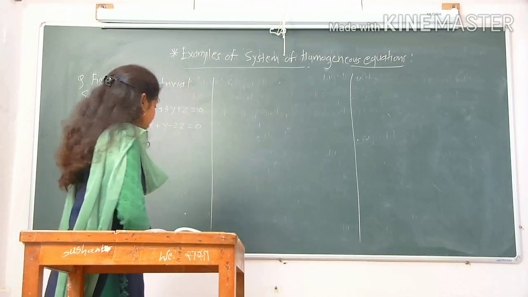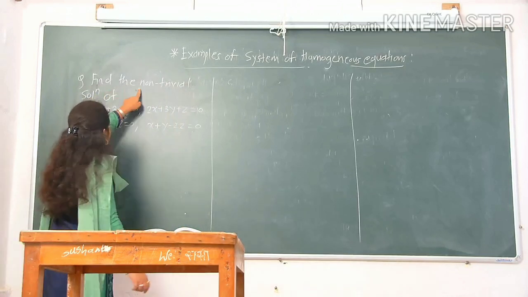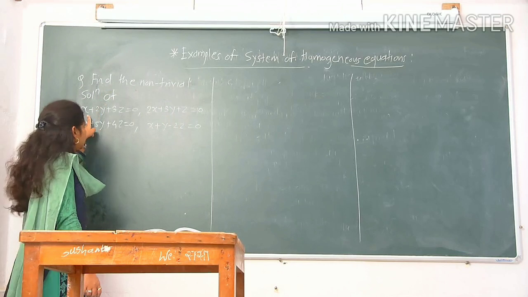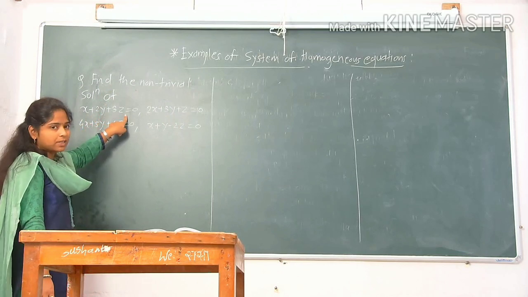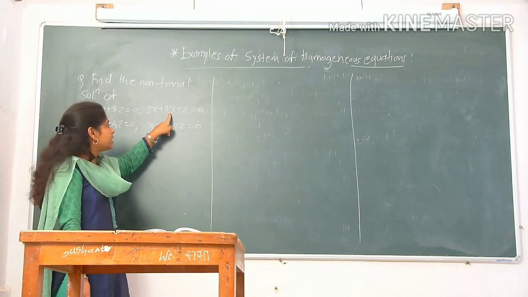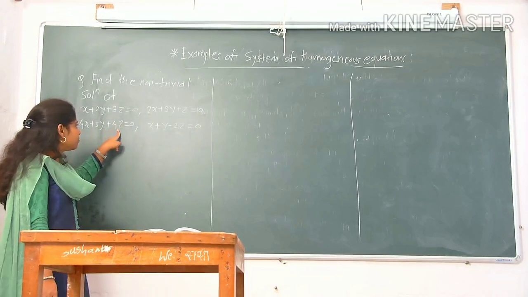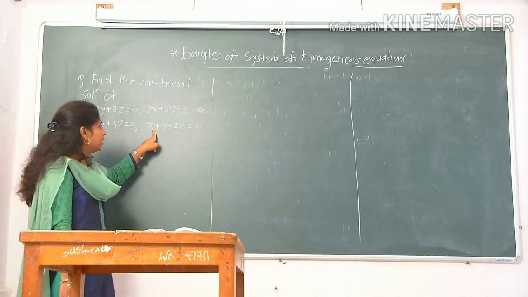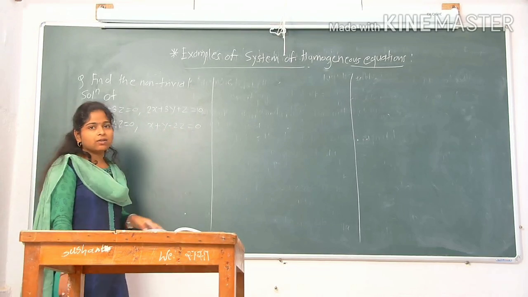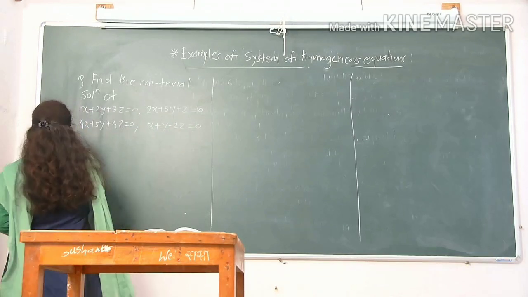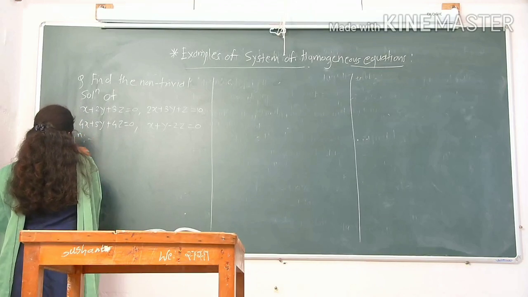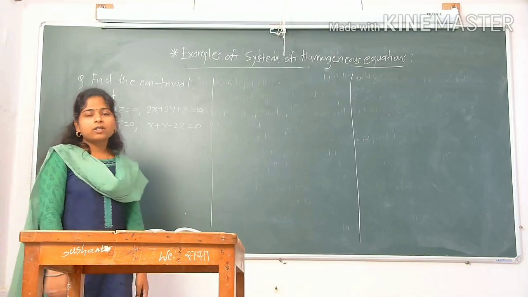So let us take one example. Find the non-trivial solution of our equations: x plus 2y plus 3z is equal to 0, 2x plus 3y plus z is equal to 0, 4x plus 5y plus 4z is equal to 0 and x plus y minus 2z is equal to 0. So how to solve this?